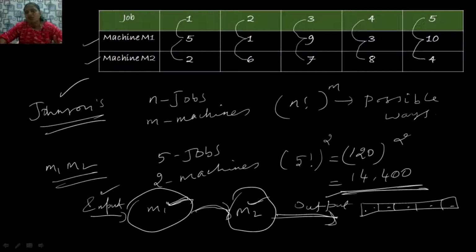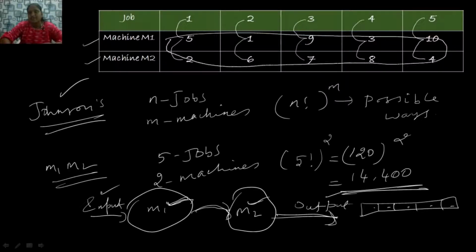How we are going to place the jobs is, using Johnson's method, we have to find the minimum processing time. Among these values, we first find the minimum processing time. Here the minimum processing time is 1 hour. This corresponds to job 2 on machine M1.